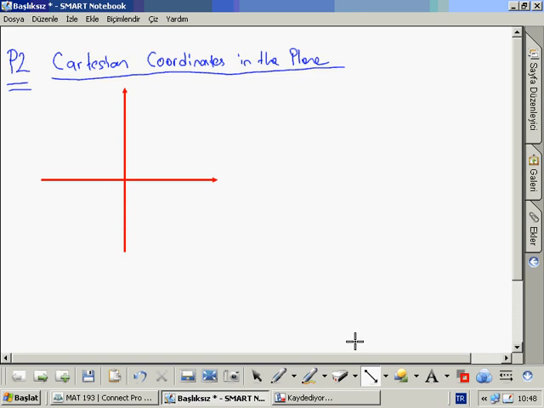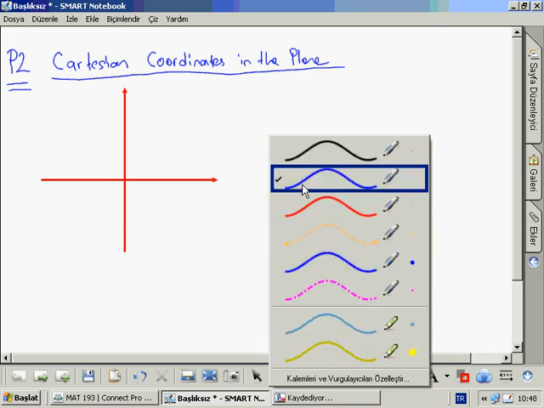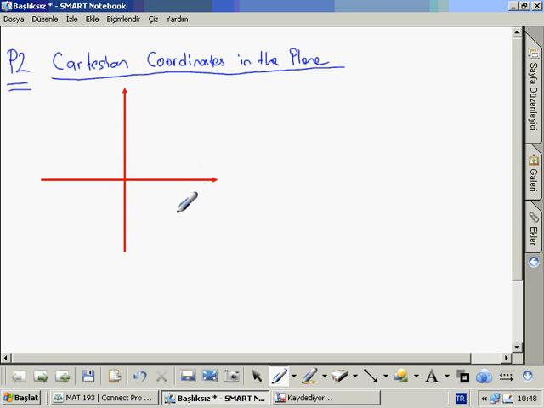It's a two-dimensional plane, and the first axis, x-axis, and the second axis is y-axis, and we will call them also coordinate axis.